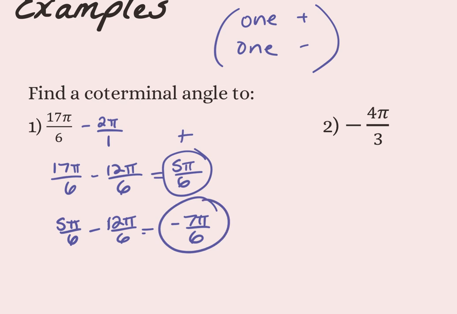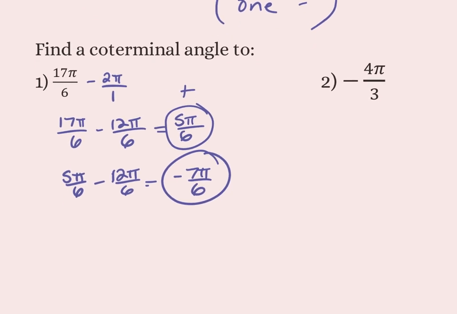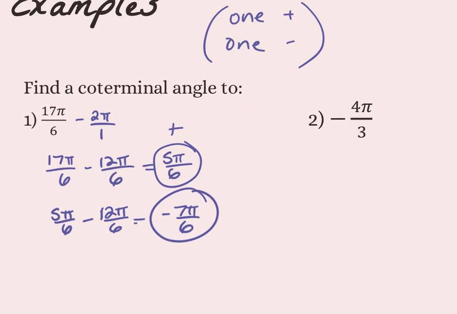Camilla. That's your 2 pi. So you have to give it the same denominator. I said the homework says 1 positive, 1 negative, so let's practice that.